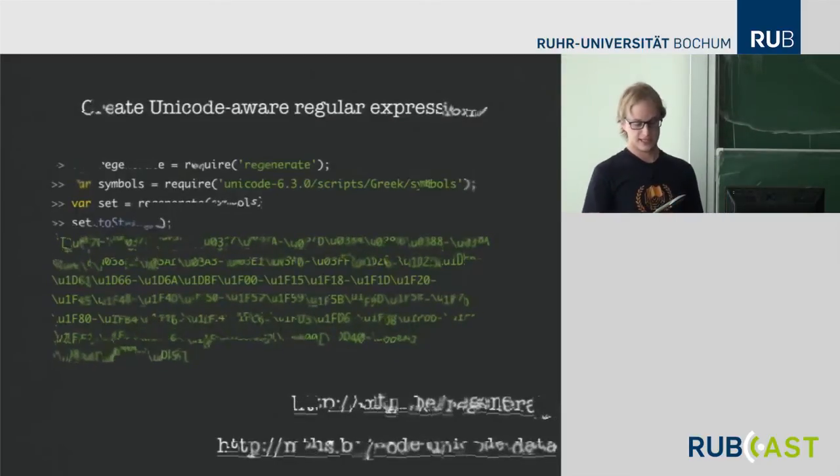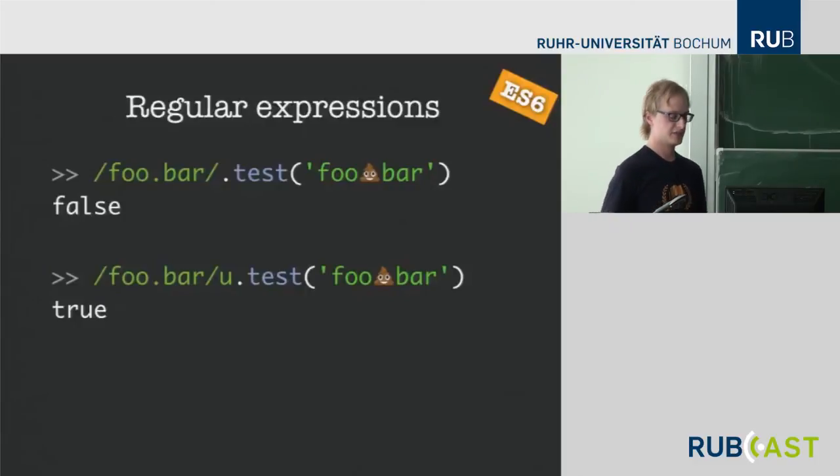Now, ECMAScript 6 kind of fixes this by introducing a new flag for regular expressions. This is the U flag. And this magically makes the dot operator match whole code points instead of surrogate halves.